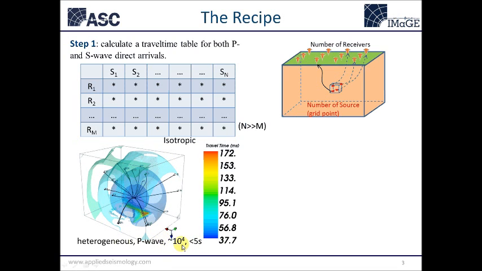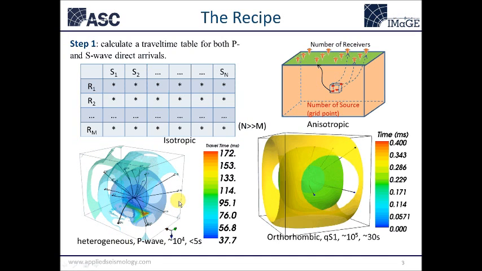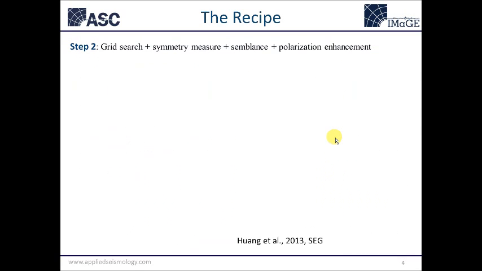The wavefront of the fast shear wave is not spherical anymore because of the anisotropy. It takes about 30 seconds to calculate the travel time for 100,000 grid points, so it's quite efficient. The details of this method has been published last year in the EAGE conference. So now we have the travel time table, we can launch the grid search, and using the symmetry measurement as the image condition to get a time independent 3D function. The details of the symmetry measurement is outlined in our SEG conference paper last year.